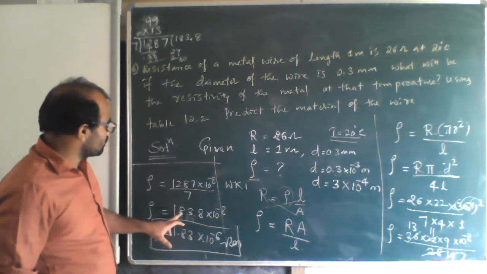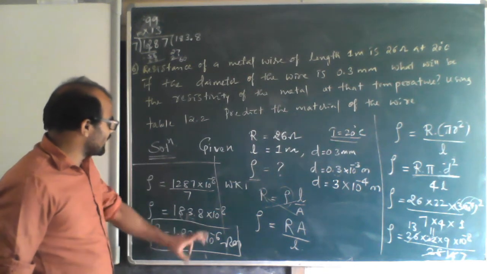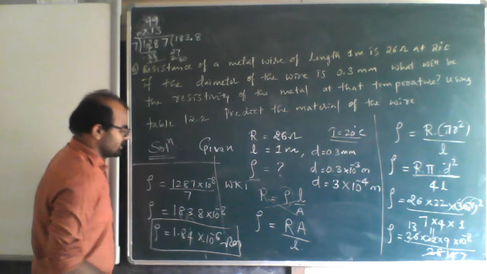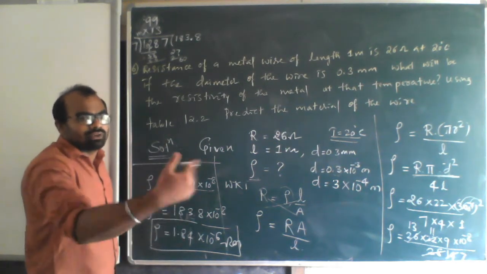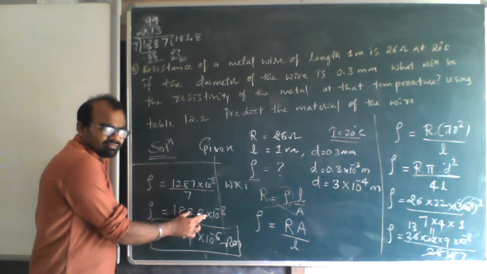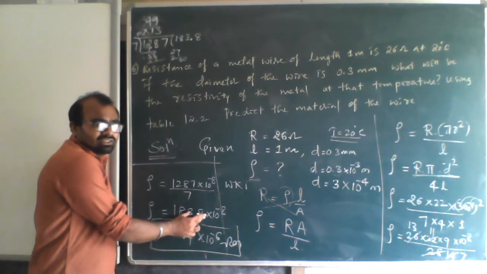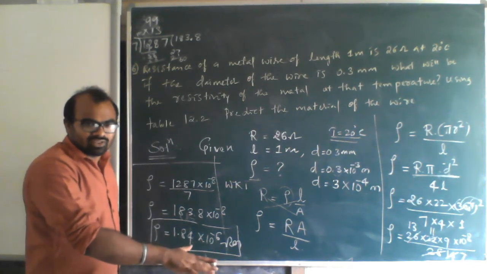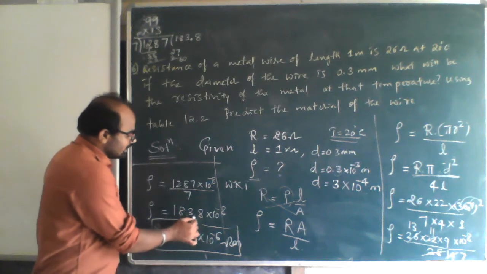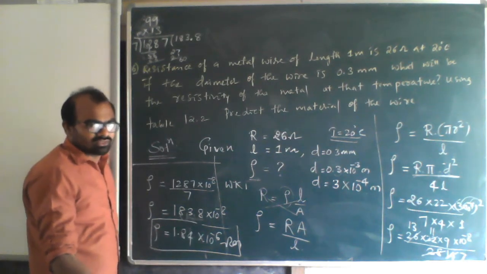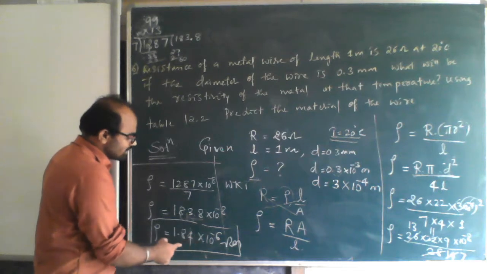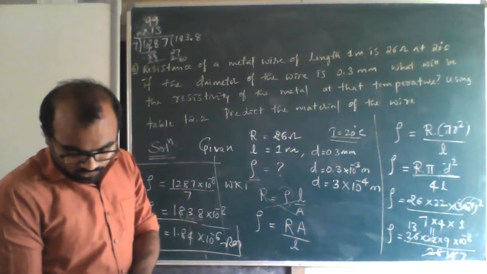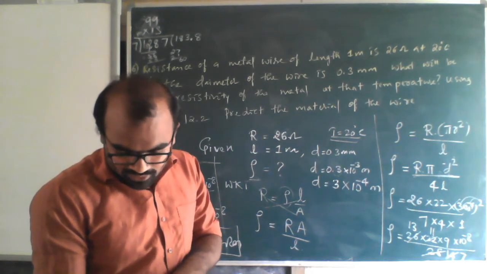See here, it is 1.838. We can consider it as 1.84 approximately, because 8 is here. 8 will go to the next number. 38 can be considered as 40 easily rather than 30. So 38 can be taken to the next number. So approximately that is 1.84 into 10 to the power minus 6. So where will we have 1.84 from table 12.2? You check it.